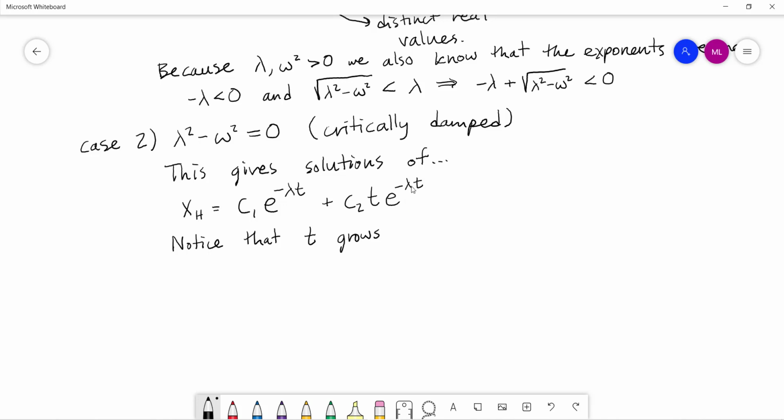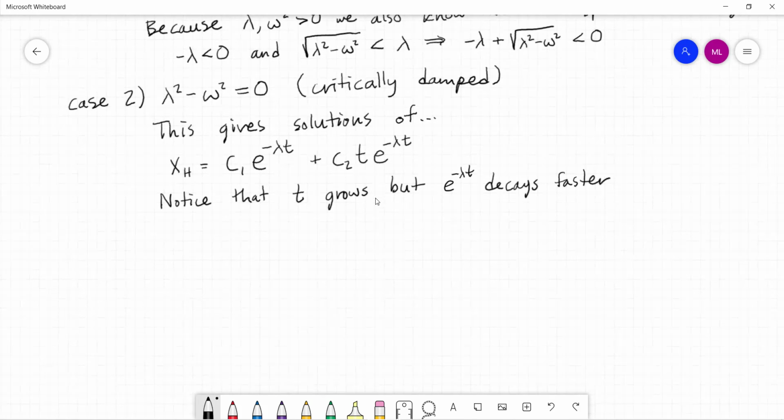And it turns out that this term goes to 0 much, much faster than this term goes to infinity. And so even though we have this term that looks like it's trying to grow, the whole thing is still going to go to 0. So even though t grows, this term, the exponential, decays faster. And so the whole solution will ultimately look similar to the overdamped case in the sense that we won't see any oscillations. We may see something where we eventually basically just, it's all going to go to that 0.